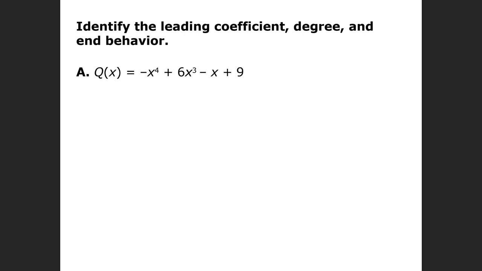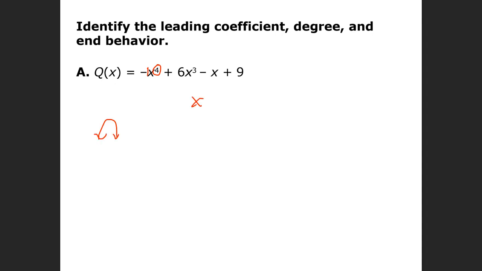So if they give me a function, it doesn't have to be graphed. Identify the leading coefficient, degree, and end behavior. Okay, so in this problem, make sure you always write it in standard form, because if it's not in standard form, then the leading coefficient is not right. So in this problem, the leading coefficient is -1, and the power is even. So I know that the end behavior is going to look like this.